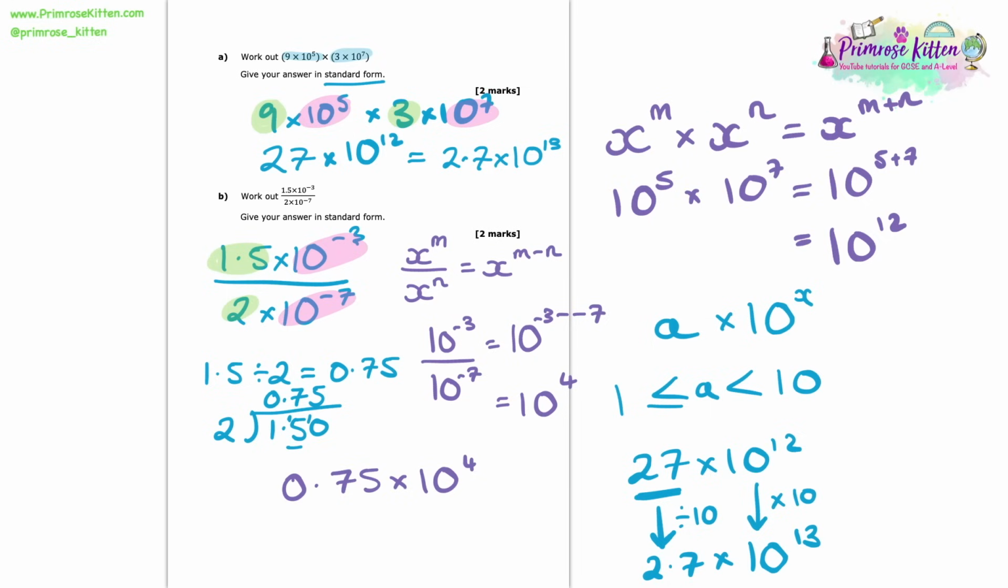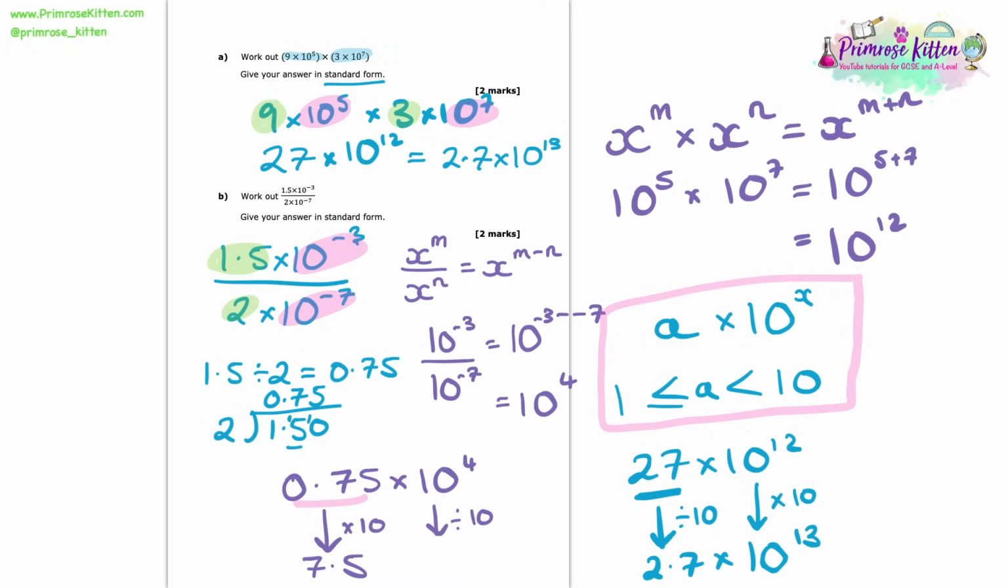Of course, here again, that doesn't obey our standard form rule because 0.75 is too small. So for that reason, we need to bump it up and we're going to times it by 10, which gets us 7.5. We need to do the opposite to the other bit though, so we need to divide that by 10, which means taking one of those 10's away, which gives us times 10 to the power of 3. So our answer to part B is 7.5 times 10 to the minus 3.